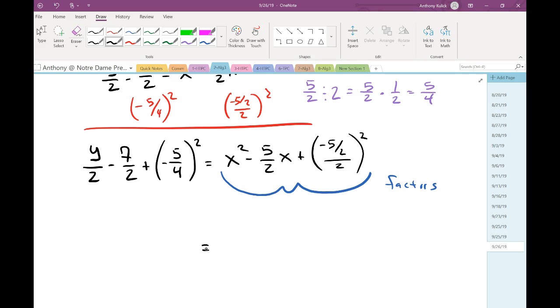Okay. So, this right-hand side is going to factor. How is it going to factor? Just like that. Now you see why I wrote that one side as negative 5 over 2 over 2 rather than negative 5 over 2 over 4, so that it would be easy to see how it was going to factor.